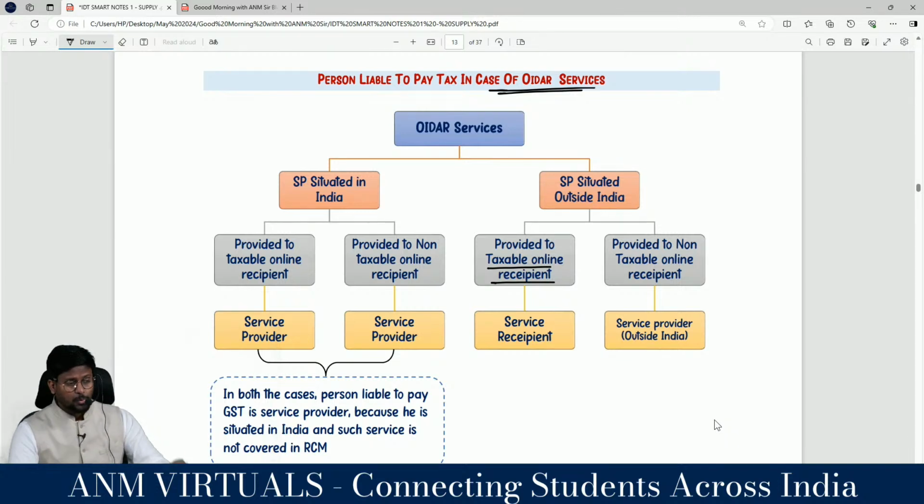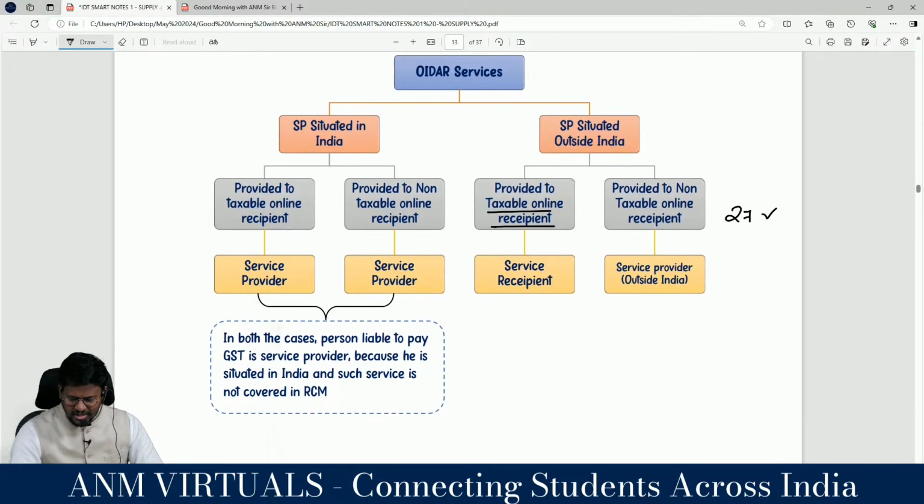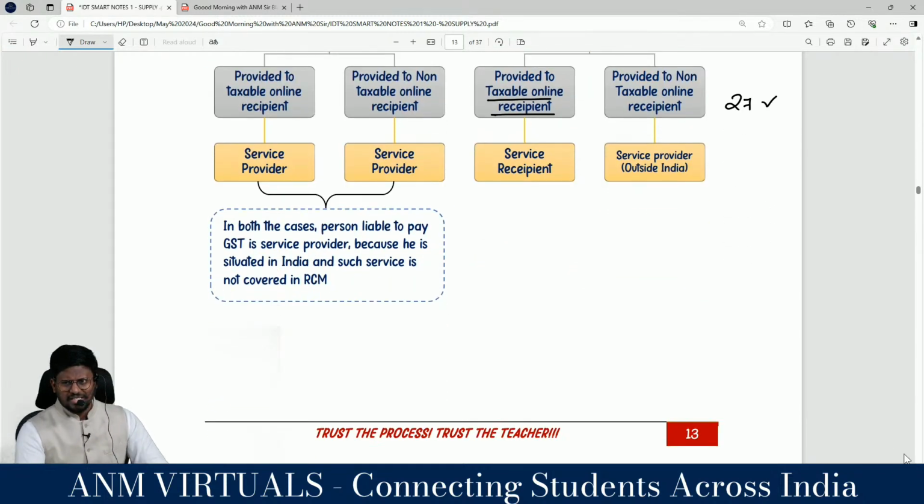For that, the service provider situated outside India is liable to take registration under section 27, correct? Because it is a special procedure for casual taxable person. So the one line summary of the entire discussion is, if the service provider is situated outside India, we have to check whether the service recipient is a taxable online recipient. Whereas if the service provider is situated in India, no need to check the status of the recipient. Always it is FCM, that is forward charge mechanism, right?